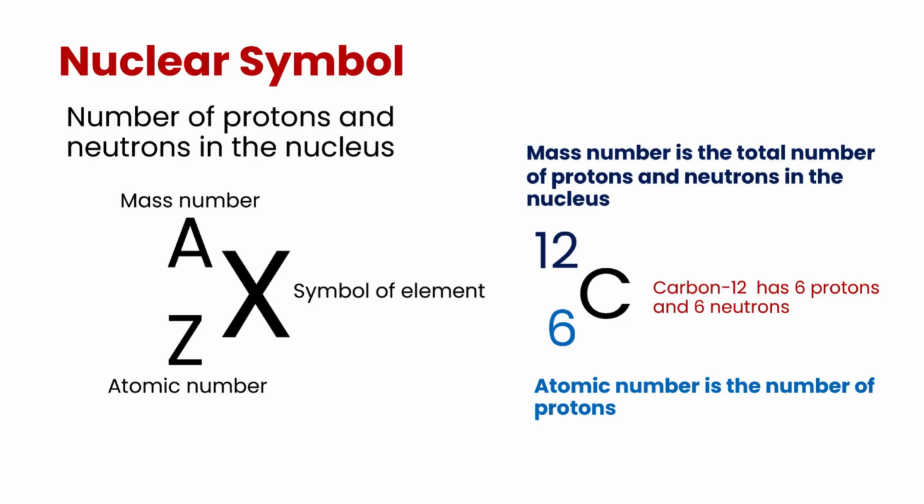So if protons equals 6 and protons plus neutrons equals 12, then neutrons must be 12 minus 6, which is 6. Exactly. That specific carbon atom, carbon-12, has 6 protons and 6 neutrons. The symbol tells you everything you need to know about its nucleus. Okay, that's clearer now.